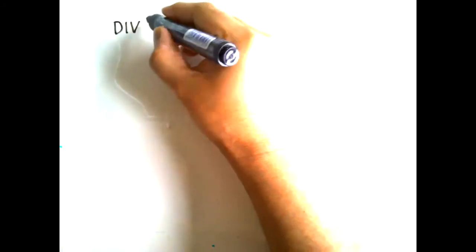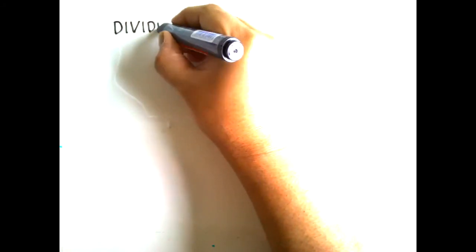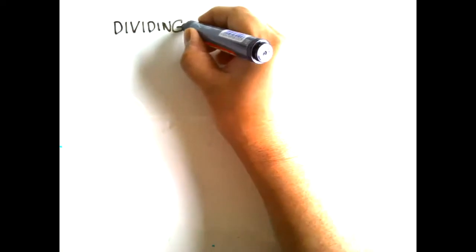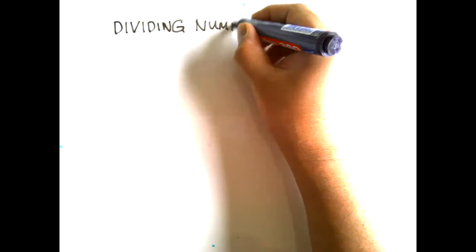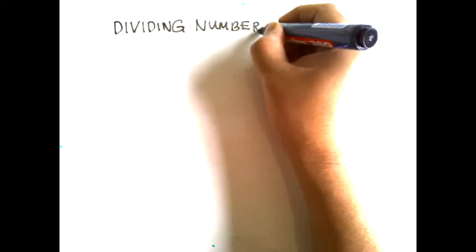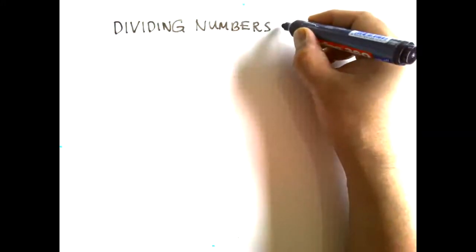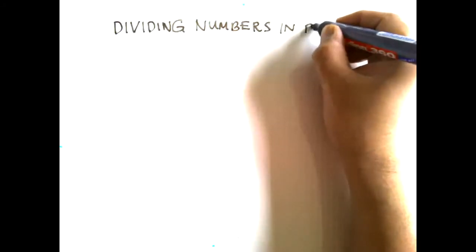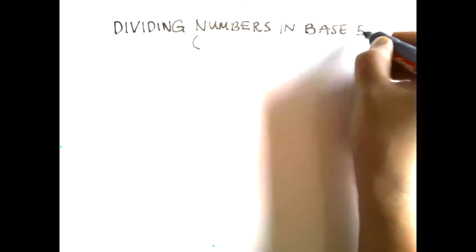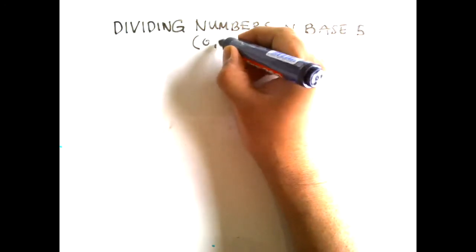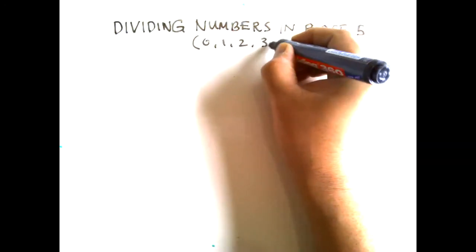So we're going to really come to the last operations of this series of online presentations about number systems. Today we're going to learn how to divide numbers in different base systems, and let us start with base 5 counting system. In base 5, there are 5 symbols that we're using: 0, 1, 2, 3, and 4.